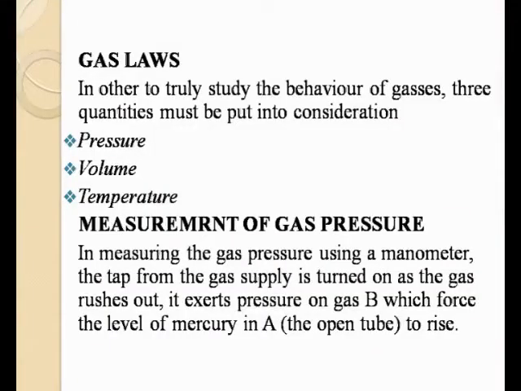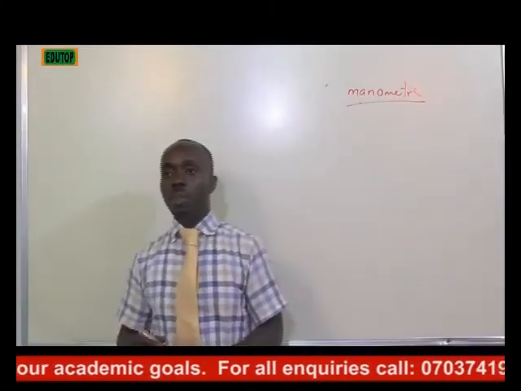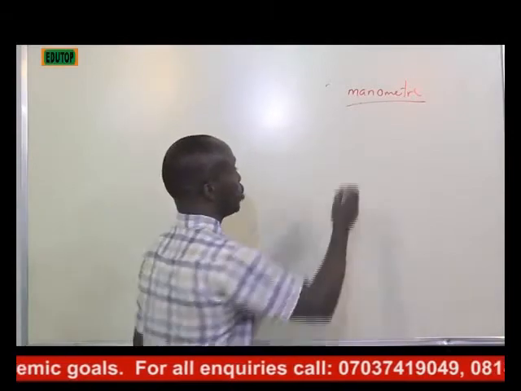In order to truly study the behavior of gases, three quantities must be put into consideration. For us to study these laws properly, we're looking at three properties: pressure, volume, and the last one, temperature. These are the three properties used in measuring gas behavior.